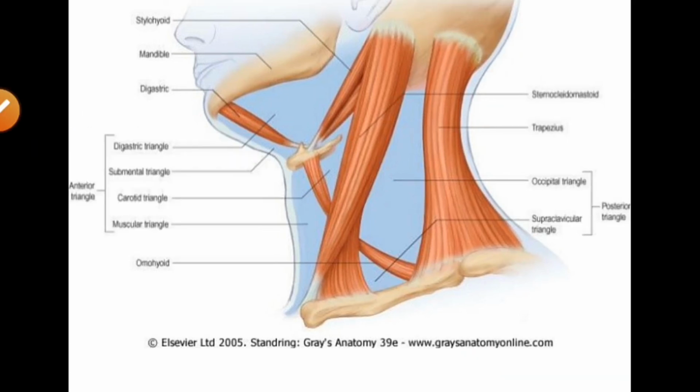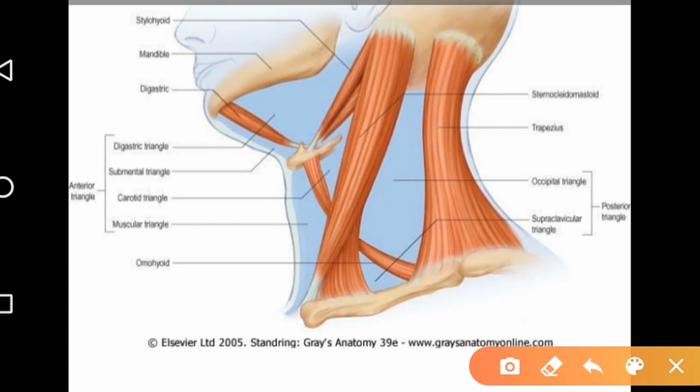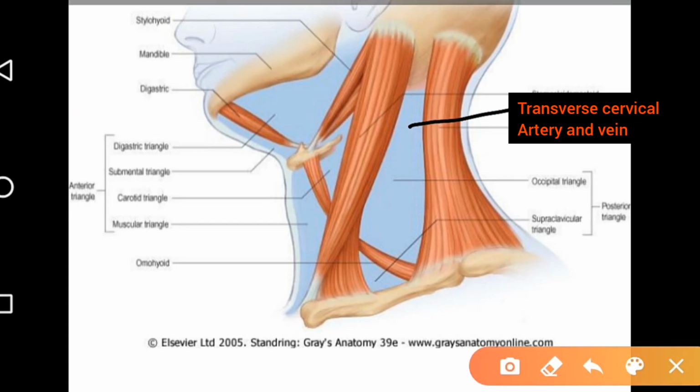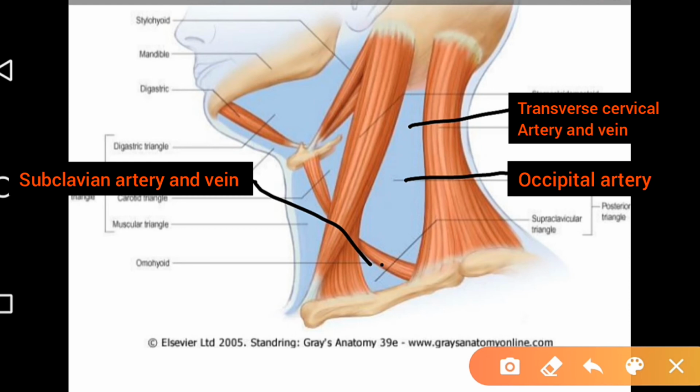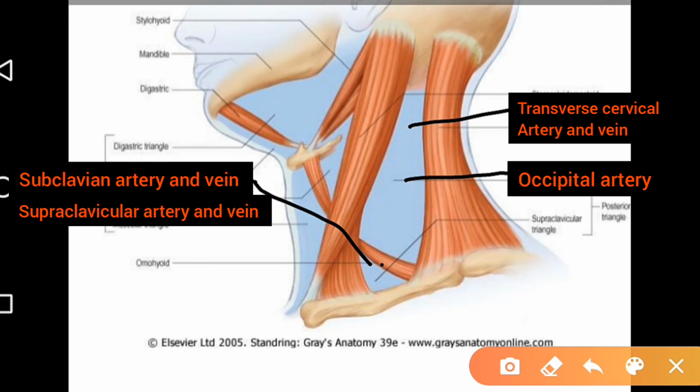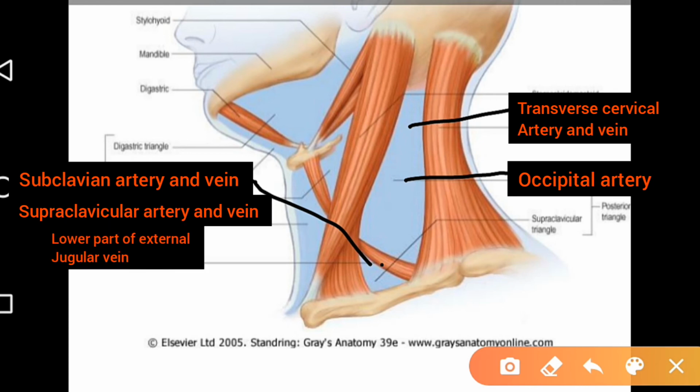While the blood vessels present in the posterior triangle of neck are, in the occipital triangle, the transverse cervical arteries and vein, and also occipital arteries. And the blood vessels present in the supraclavicular triangle are subclavian artery and vein, supraclavicular artery and vein, and the lower part of external jugular vein. So these are the blood vessels present in the posterior triangles of neck.